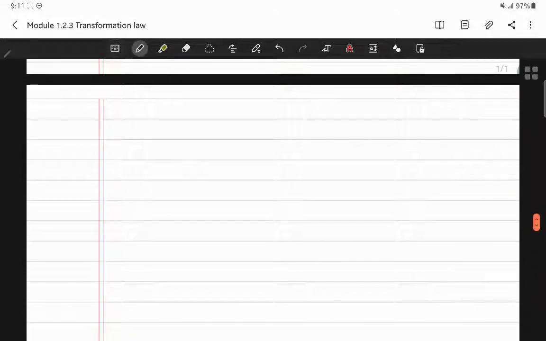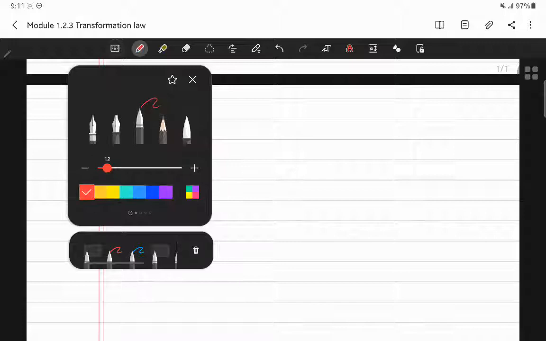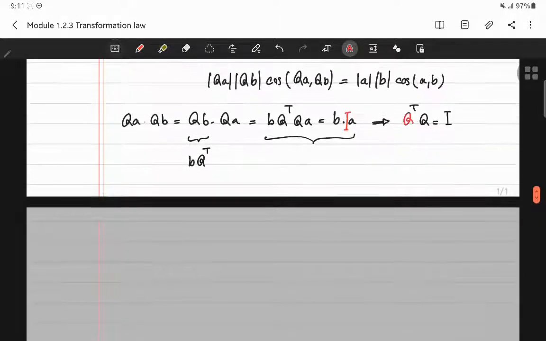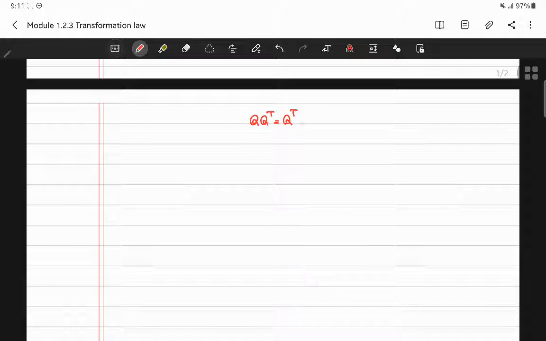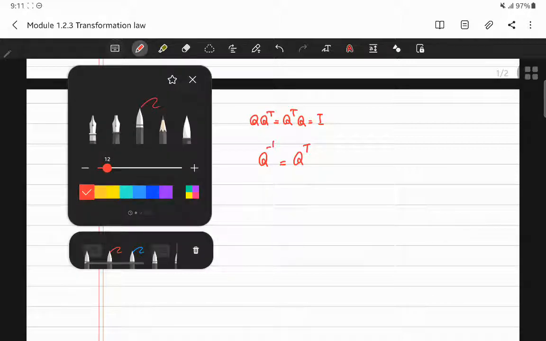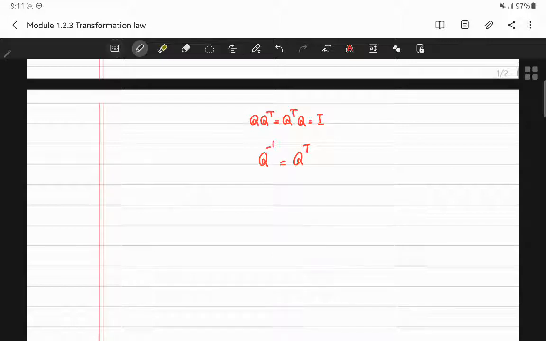Also, we can make another important conclusion. Another important conclusion is that Q Q transpose is equal to Q transpose Q is equal to I. Another important property is Q inverse is equal to Q transpose. And you can also just try to prove them. They're a part of the exercises at the end of this section.